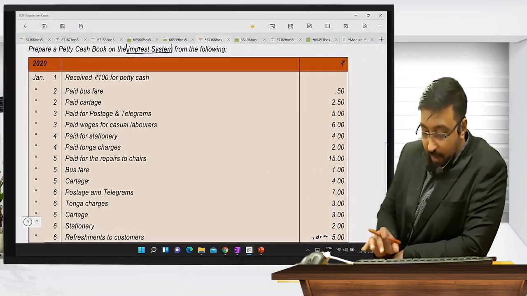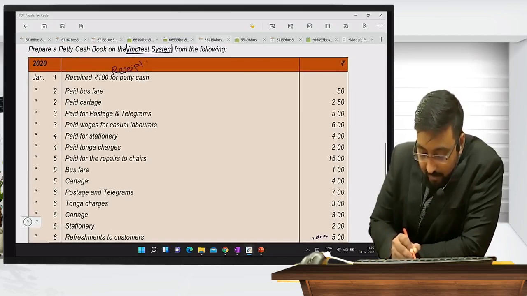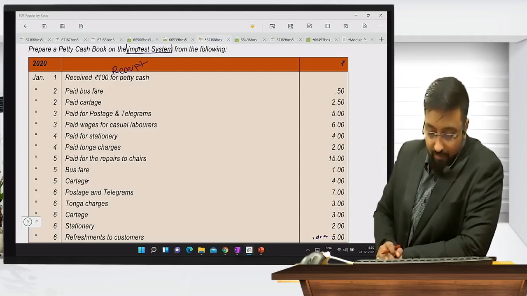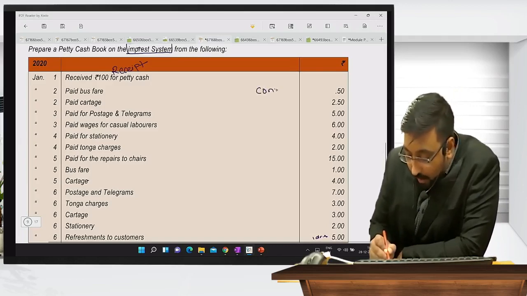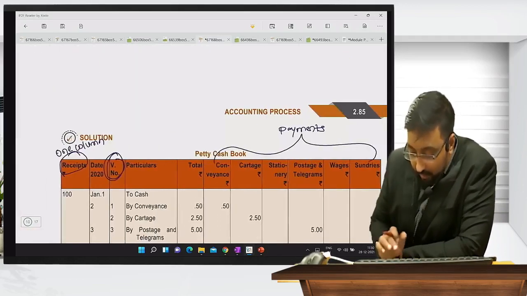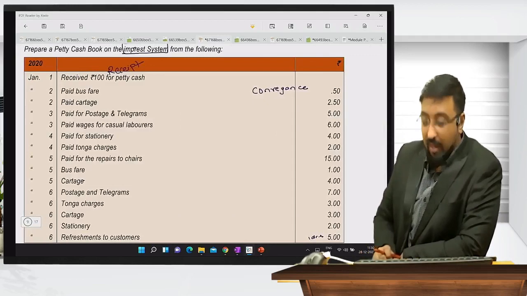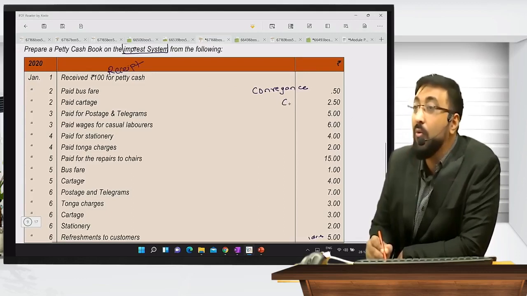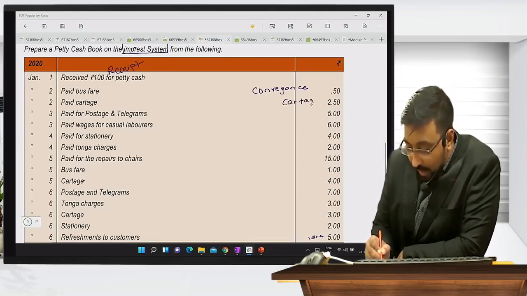Now see, we have different payments. We received rupees 100. On which side, beta? Receipts. You have a receipt of rupees 100. Paid bus fare. Bus fare you will cover under conveyance. Which head, beta? Conveyance is the correct head. Cartage, cartage for goods delivery. If you are traveling, it is conveyance. If goods are traveling, it is called cartage. So there is a difference between cartage and conveyance. Cartage is for goods.